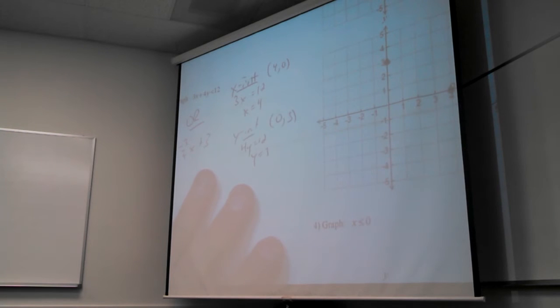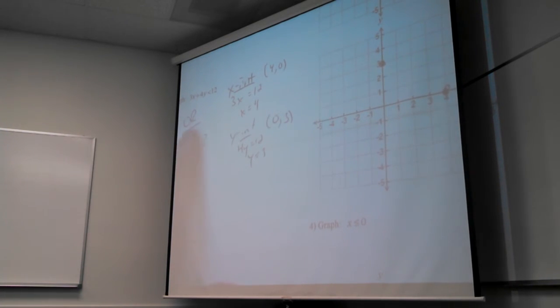What kind of line is it going to be? Dotted. Why? You're not allowed to equal the line. So instead of using little open circles, we just do a dotted line to show that the points on the line don't work in that equation.